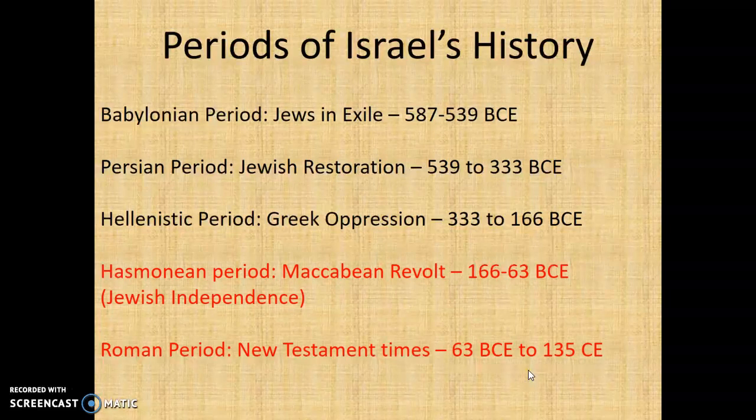Then we move into the Persian period, and also a period of restoration for the Jews. The Persian period, of course, Cyrus of Persia comes in and defeats the Babylonians, and when he takes over, he allows the Jews to go back to their homeland, to go back to Jerusalem. And so that period from 539 to 333 BC lasts a very long time.